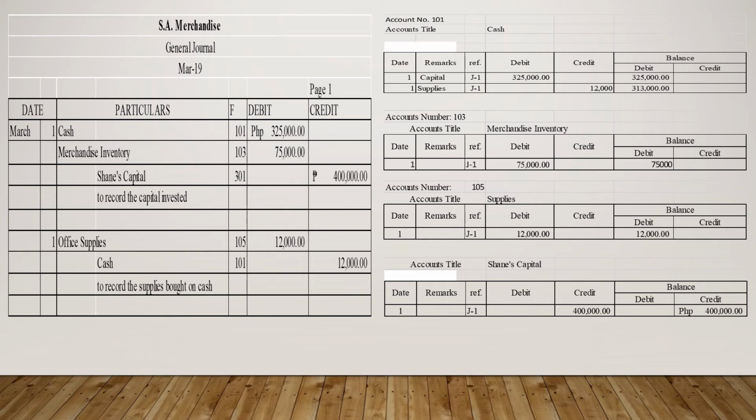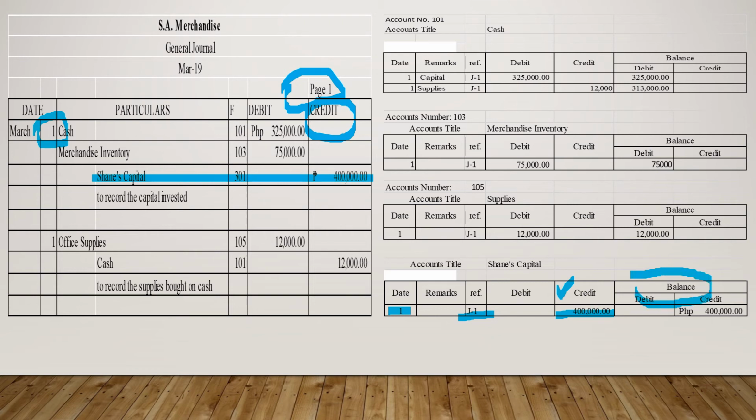So next is Shane's Capital. So dito sa Shane's Capital, kung mapapansin nyo, siya ay naka-indent. So ibig sabihin na sa credit siya. Again, siya ay noong March 1, page 1, journal. Siya ay nasa credit side. Kaya ilalagay din natin siya sa credit side, 400,000 pesos. So ang kanyang balance po ay worth 400,000 pesos.